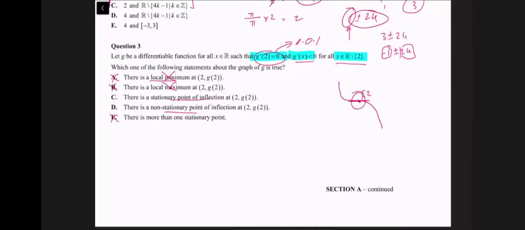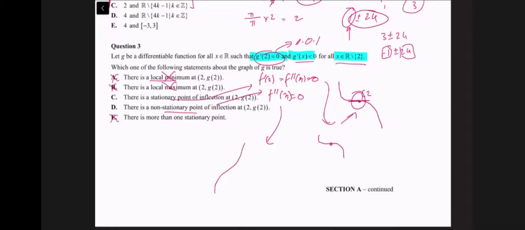The difference between a stationary point of inflection and a non-stationary point of inflection: a stationary point of inflection is when both f dash x and f dash dash x equal 0. But a non-stationary point of inflection is just when f dash dash x equals 0. So when this is true, the stationary point looks like this. So it's flat. But when this is true, it can look like, it's probably not a good drawing, but kind of like that.